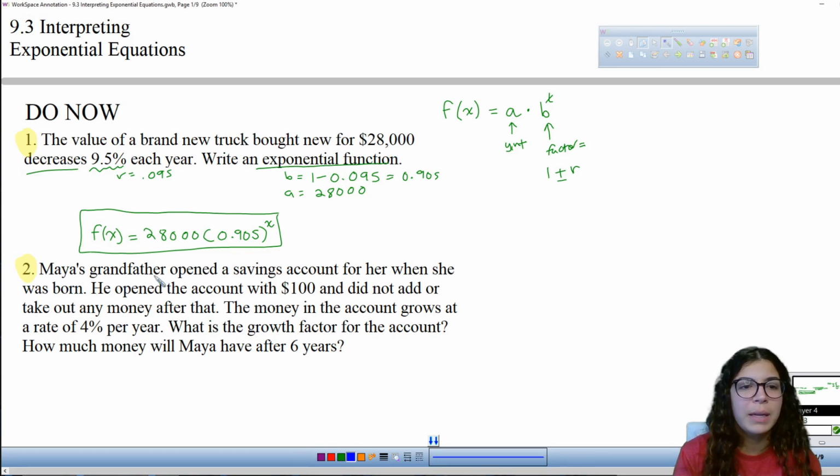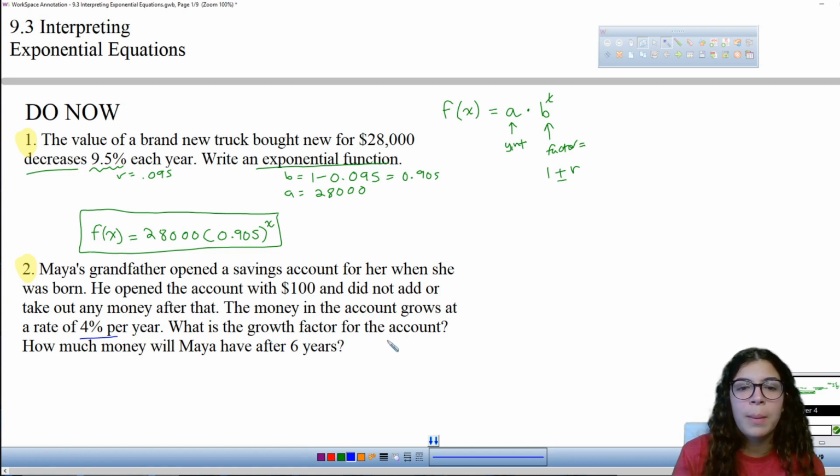Number 2 says Maya's grandfather opened a savings account for her when she was born. He opened the account with $100 and did not add or take out any money after that. The money in the account grows at a rate of 4% each year. What is the growth factor for the account, and how much money will Maya have after 6 years?